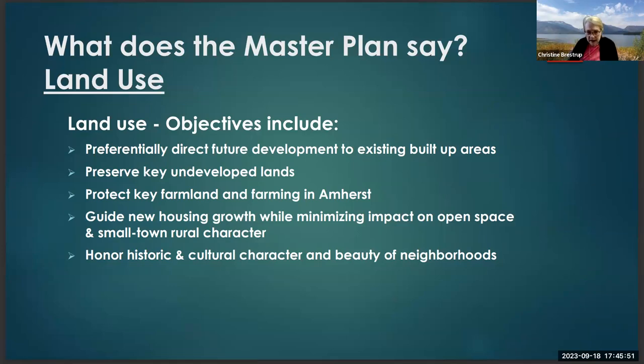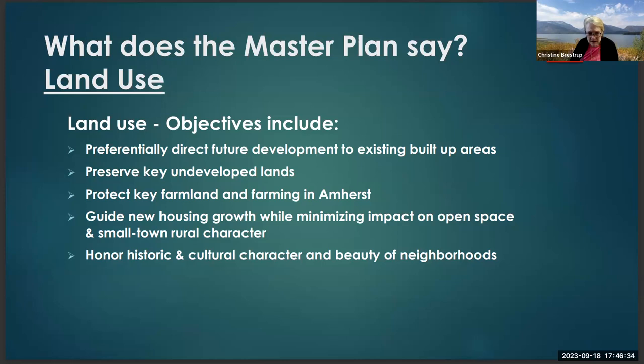Preserve key undeveloped lands. And we do have a lot of land that is under conservation restrictions, both some privately owned land that has conservation restrictions and some publicly owned land. Protect key farmland and farming. And we take great effort to do this. We have a lot of land that has agricultural preservation restrictions on it, and much of it is in the Northeast Street and Southeast Street corridor. And if you look towards the east, you can see quite a bit of preserved land. There is some on the west as well.